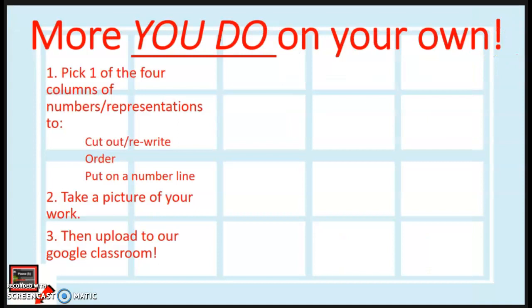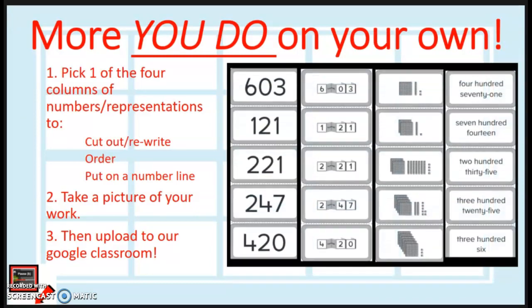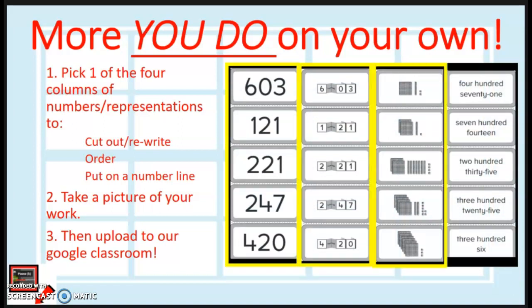Alright class, our very last you do activity on your own. You're going to pick one of these 4 columns right here. The numbers, the expanded numbers, the pictorial forms, or the words. You're going to write these on paper or come out to the printer, create your own number line, and plot these numbers on a number line from greatest to least with good and accurate kind of jumps in between. Not too much, not too little. I want you to plot those on your number line and then make sure to write a few sentences about which are greater and which are less than. Take a picture and upload to your classroom.